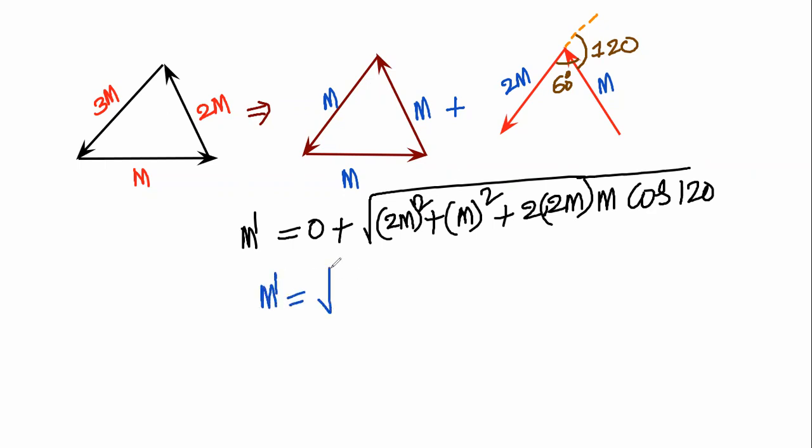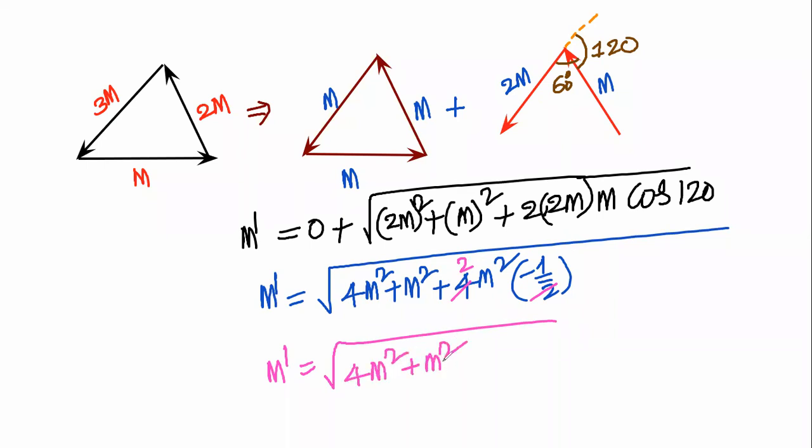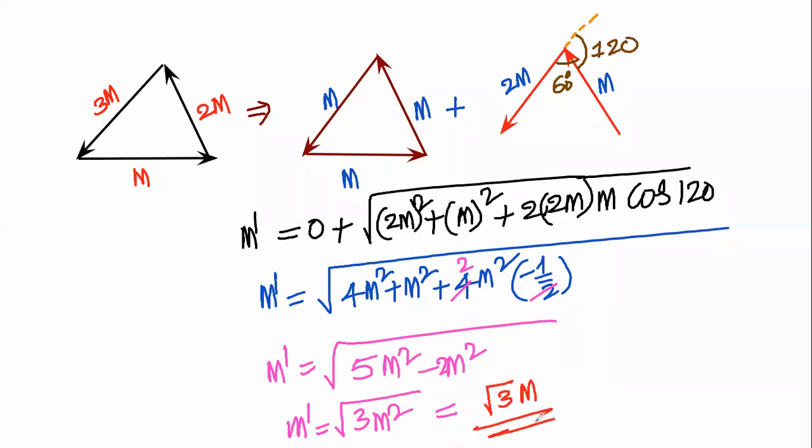Then M dash is equal to the square root of 4M square plus M square plus 2 2s are 4, 4M square cos 120, cos 120 is minus 1 by 2. Therefore, M dash is equal to 4M square plus M square, it will be 5M square, minus M square. 5M square minus M square is 4M square, sorry, 2M square. Hmm, so M dash is equal to the square root of 3M square, nothing but square root of 3 into M, that we will take.